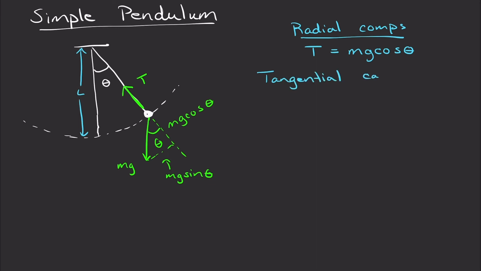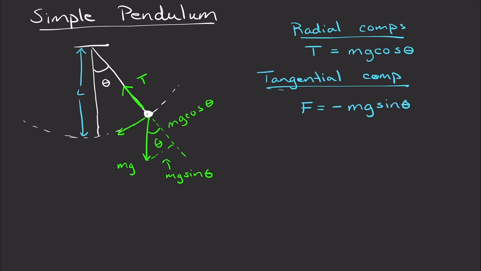So the tangential component, this is the one that is causing this motion left and right. So at any given point, the end of the pendulum is moving tangent to this path. So this motion must be caused by this force, mg sine theta. So this force is, first notice it's minus. When our angle is to the right, our velocity is to the left. So this is minus mg sine theta.